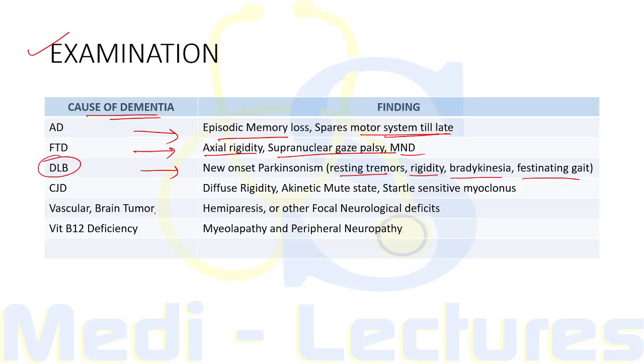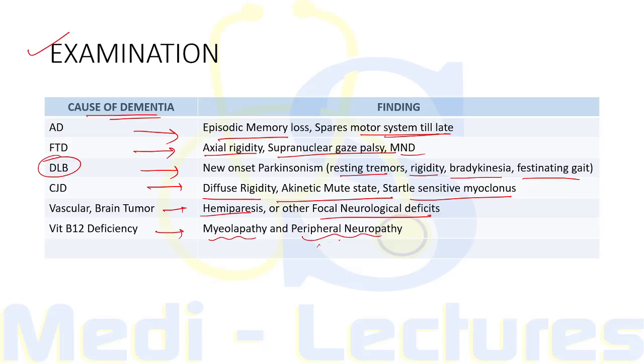Creutzfeldt-Jakob disease is characterized by diffuse rigidity, akinetic mute state and myoclonus, which is startle sensitive. Vascular dementia as well as brain tumors can present with hemiparesis or other focal neurological deficits like seizures. Vitamin B12 deficiency can lead to myelopathy and peripheral neuropathy.